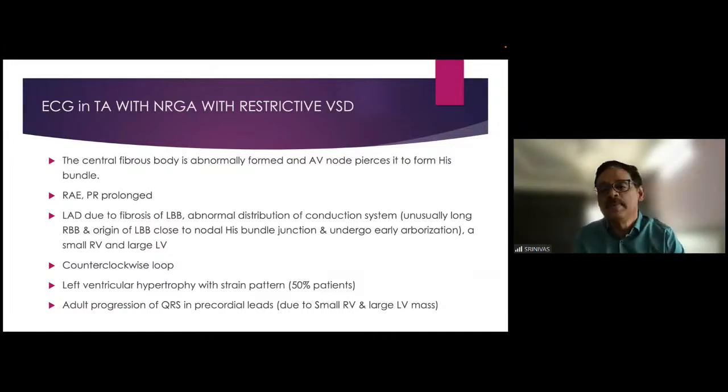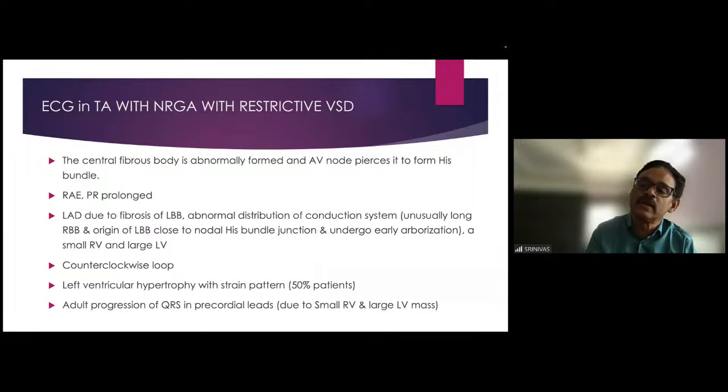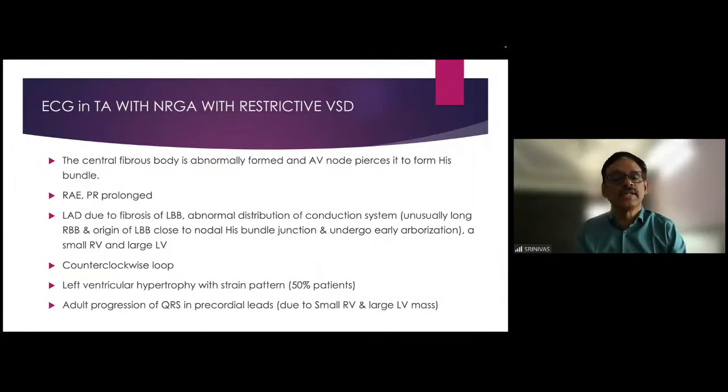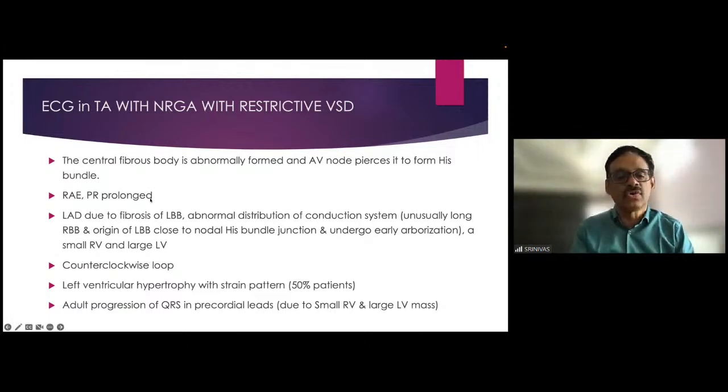The ECG findings will be right atrial enlargement and PR prolongation, because there will be prolonged intra-atrial conduction because of enlargement of both the right atrium and left atrium. There is left axis deviation, and as Sarra has asked, what is the cause of the counterclockwise loop?